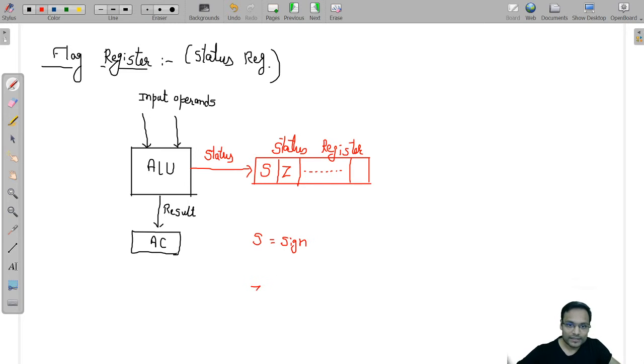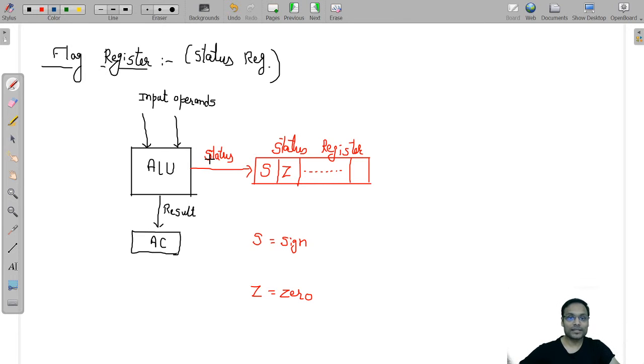This Z flag says that if the result is 0... Now I'll explain what happens. Suppose addition of two numbers happened in this ALU. Two inputs you have given, addition of those numbers is performed, and the accumulator has the result.